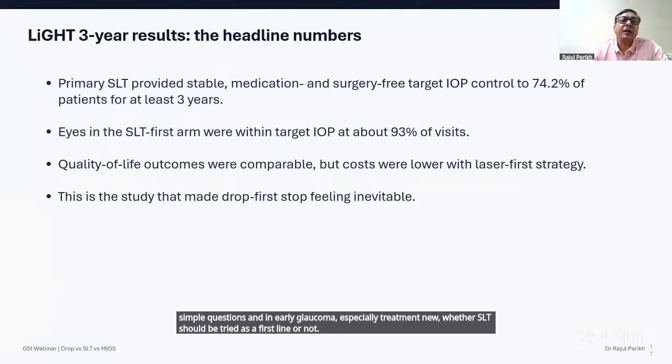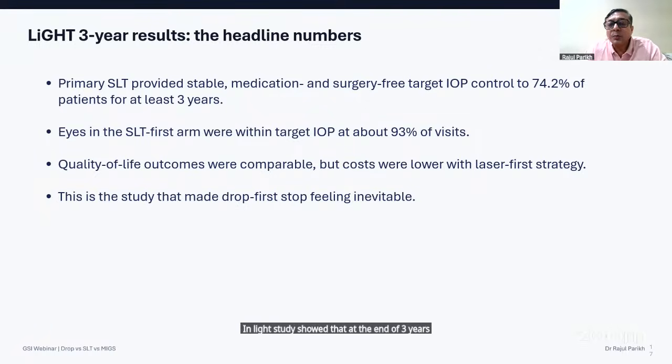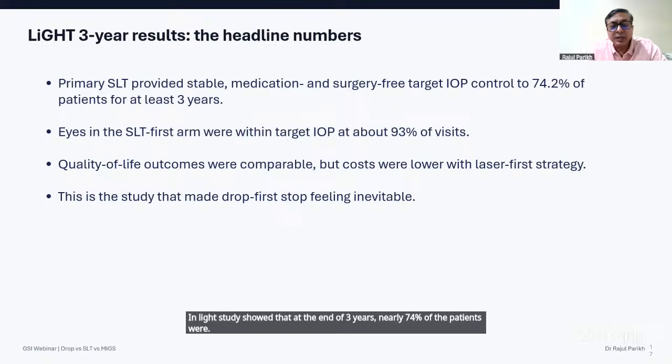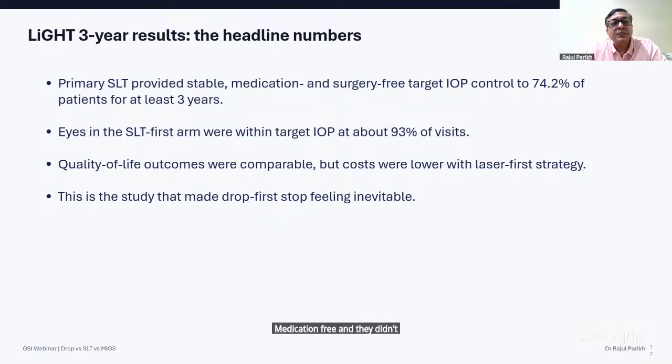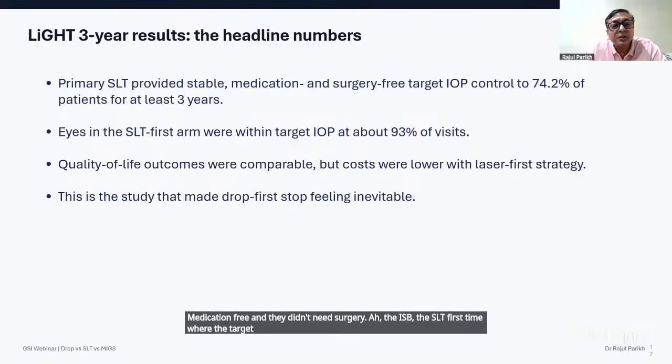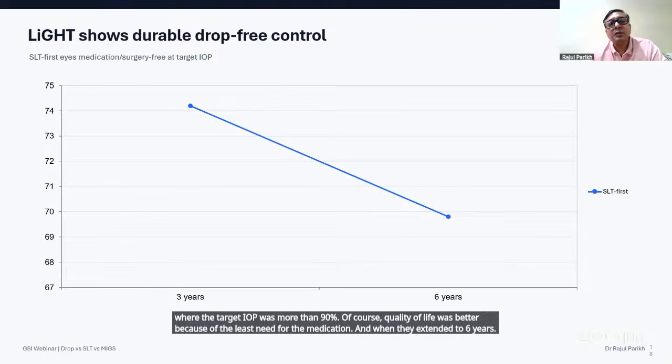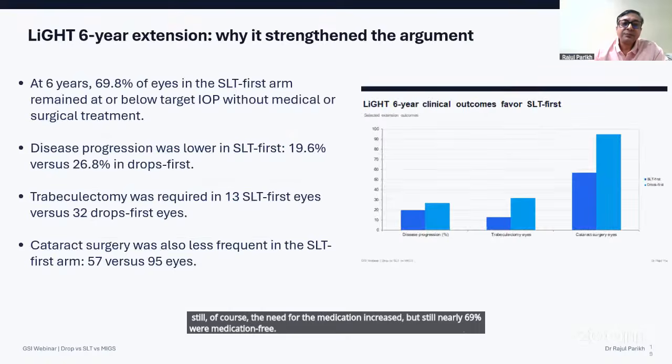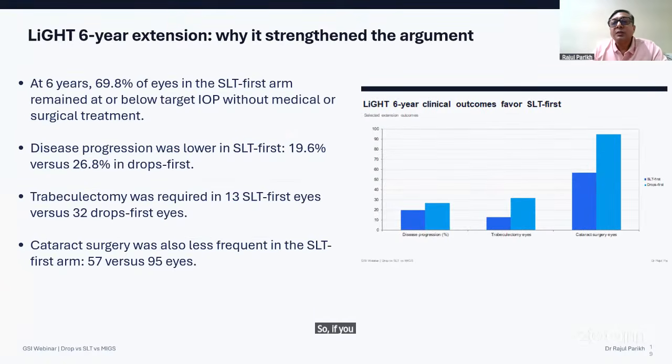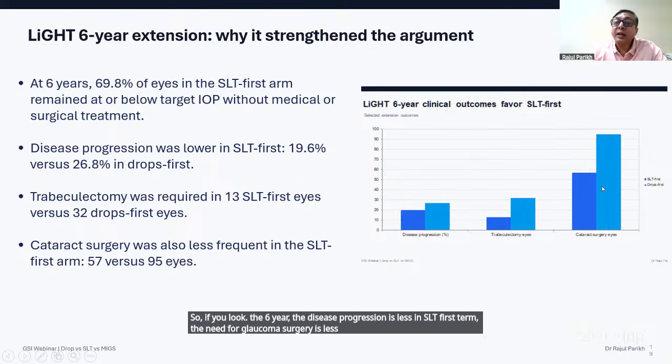And the LiGHT study showed that at the end of 3 years, nearly 74% of the patients were medication free and they didn't need surgery. In the eyes with SLT first, the target IOP was met in more than 90%. Of course, quality of life was better because of the lesser need for medication. And when they extended to 6 years, of course the need for medication increased, but still nearly 69% were medication free. So if you look at the 6 years, the disease progression is less in the SLT first arm, the need for glaucoma surgery is less, and the need for cataract surgery was less.